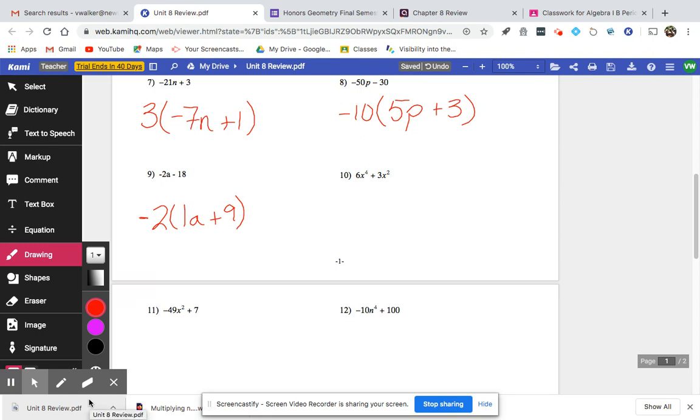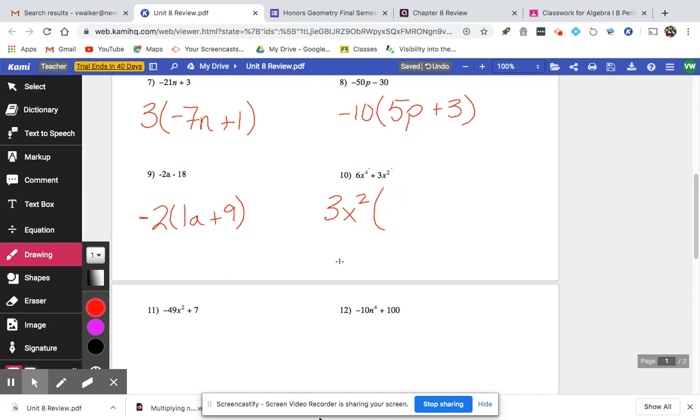Now I look at number 10. I've got 6x to the 4th and 3x squared. Remember, that 4 and that 2, they represent how many x's there are. So here I've got 4 x's in 6x to the 4th, and I've got 2 x's in 3x squared. I can factor out 2 of those x's because both of them have at least 2 x's, right? Now I look at numbers. Between 6 and 3, is there a number that they share? Yep, it's 3. So I can factor out 3x squared.